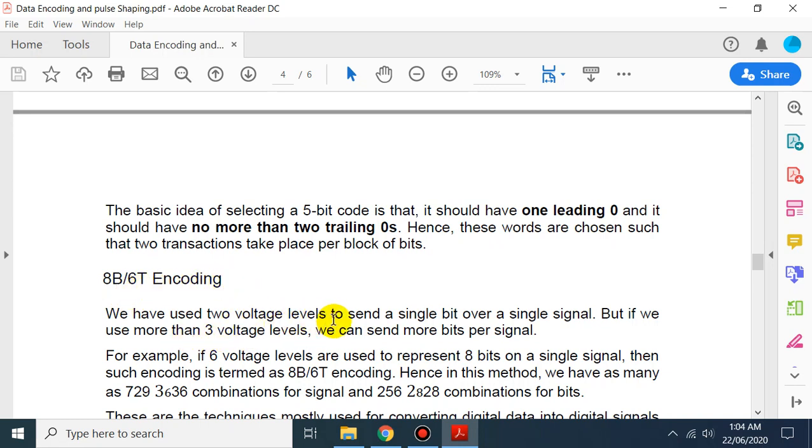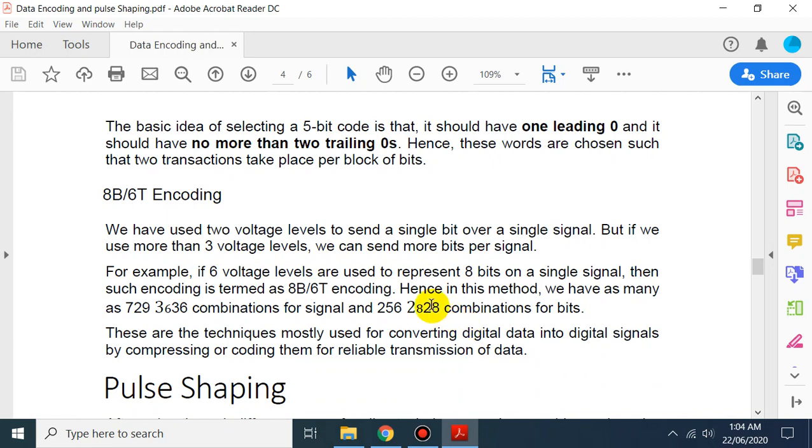We have used two signal levels to send a single bit over a signal, but if we use more than 3 voltage levels, we can send more bits per signal. For example, if 3 voltage levels are used to represent 8 bits on a single signal over 6 signal elements, then such encoding is termed 8B/6T encoding. Hence in this method we have as many as 729 combinations, remember, 3 raised to the power 6, for signals, and 256, 2 raised to the power 8, combinations for bits here.